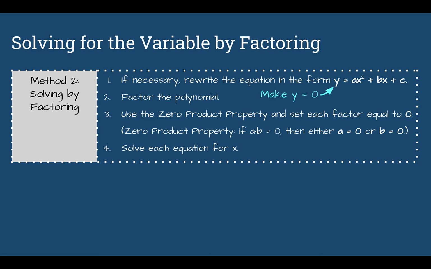Then, after it's set equal to 0 and you've factored it, you're going to use the zero product property, which says that if a times b equals 0, then either a or b must be equal to 0. In terms of what we are doing, if we know the two factors multiply to 0, then one of those two factors has to be equal to 0. So if we set them equal to 0, then we can solve. And that's our last step, solving each new equation for x.